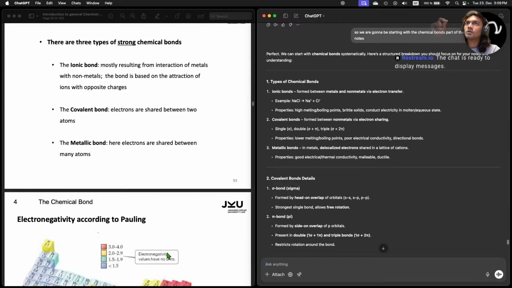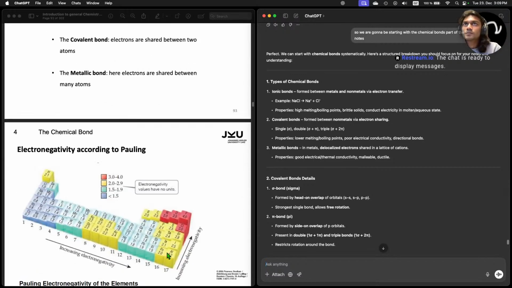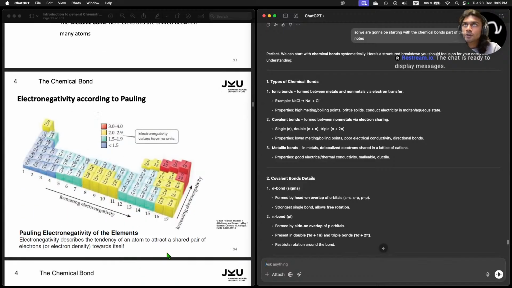Electronegativity according to Pauling. Electronegativity values have no units. Pauling's electronegativity of elements: electronegativity describes the tendency of an atom to attract a pair of electrons towards itself.